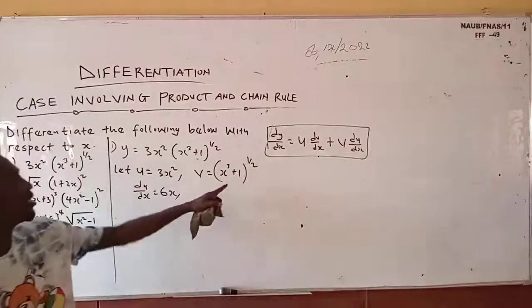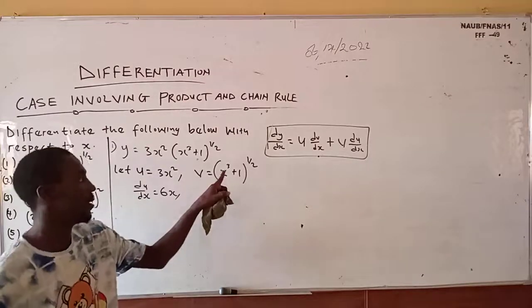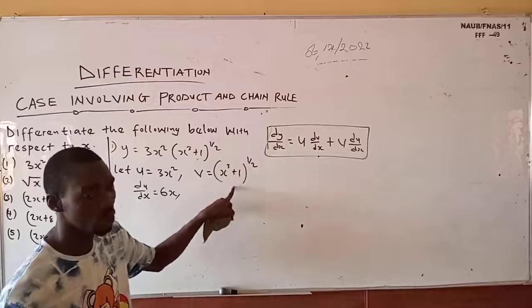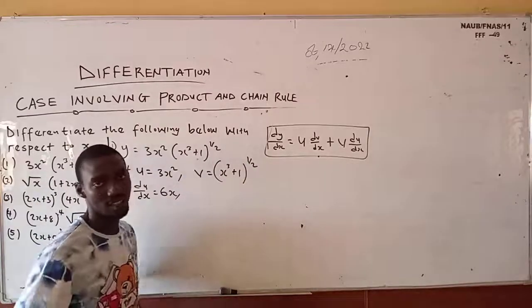Now, how do we differentiate this? We are going to use chain rule because of this power that is here. You get that?